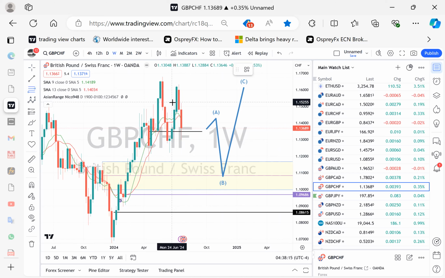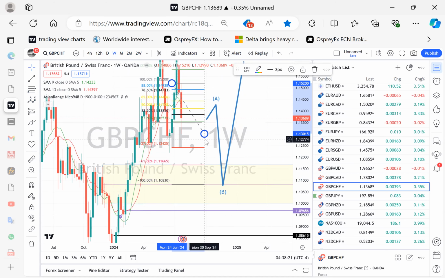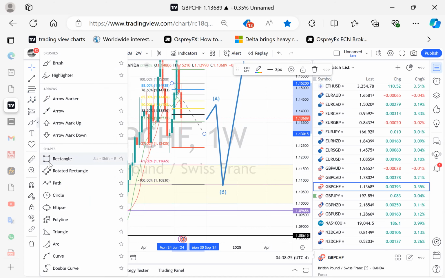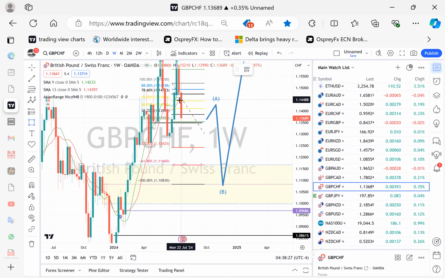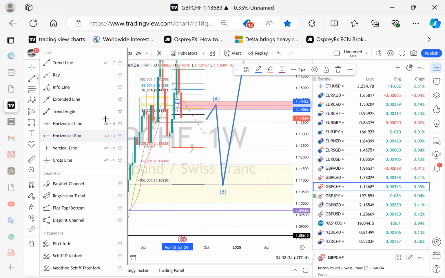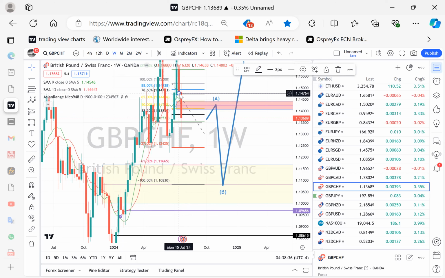Many times I'll be wrong, but this is why you pick more than one pair, right? Because if you're wrong, you just trade the other pair that you've selected. I'm just going to mark this up. I'm going to put my ray at the 78.